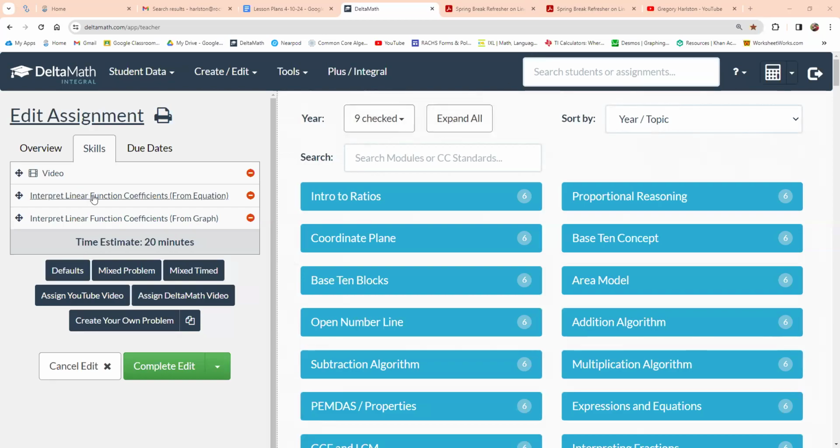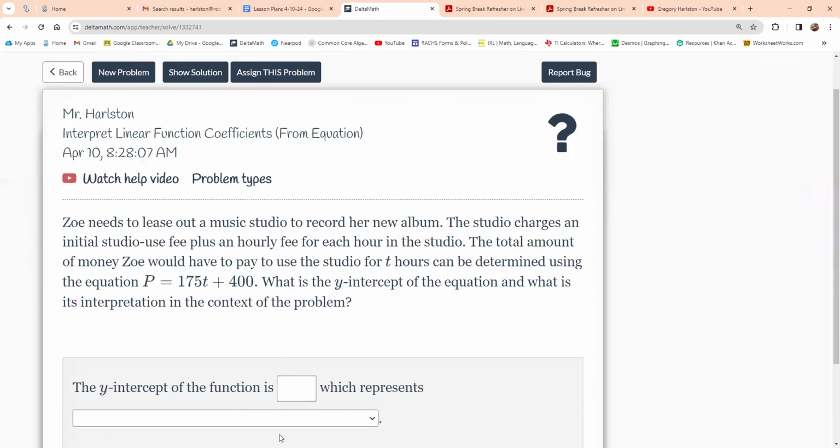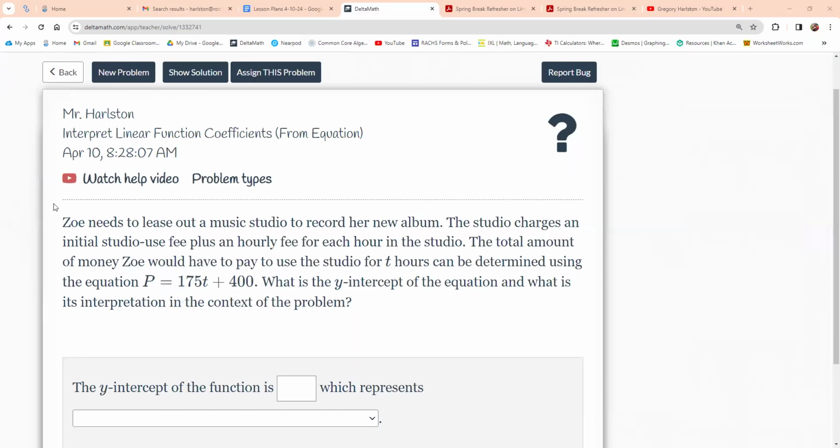Hey, I'm just going to do a couple of questions from the DeltaMath so that you guys have some ideas what we're doing here. So first thing I'm going to do is here's one of the problems. I'm going to take a snapshot of this so I can write on it. All right, so here is the part that I need right here.